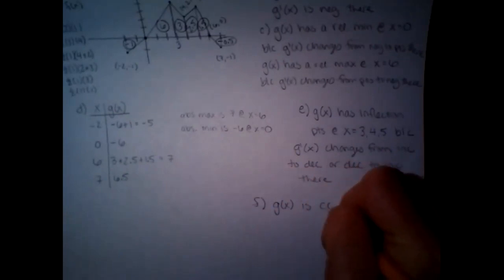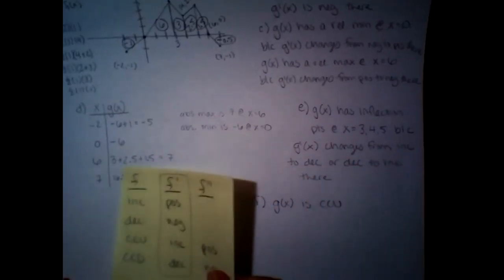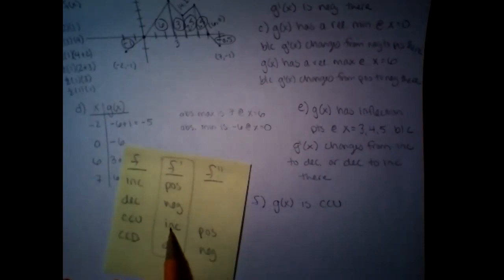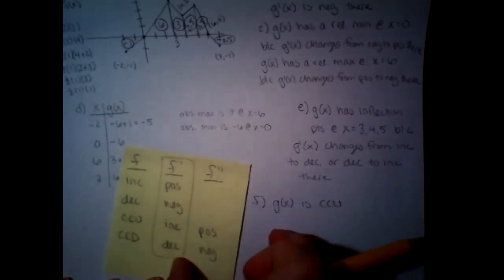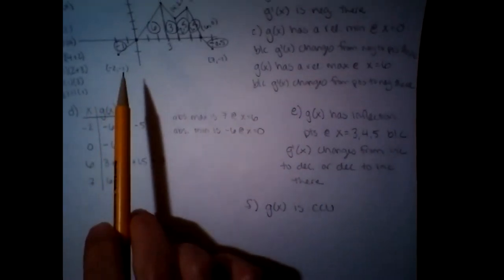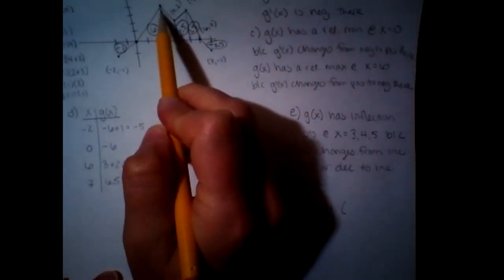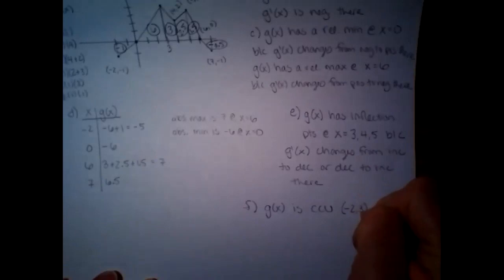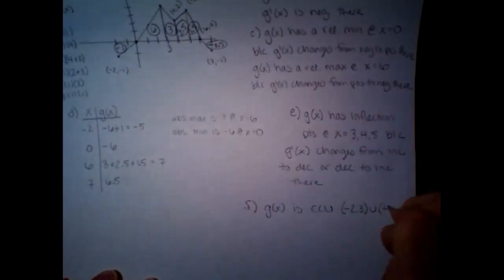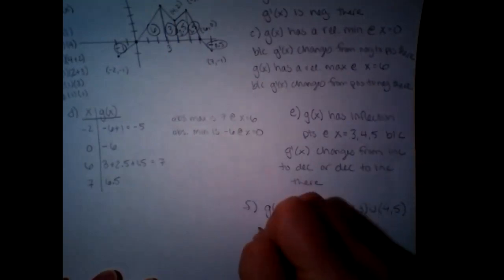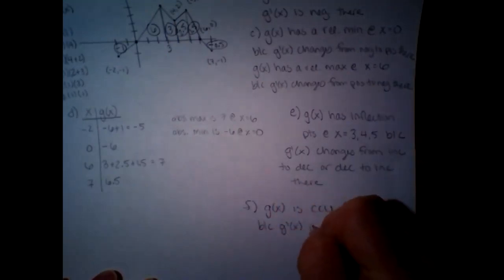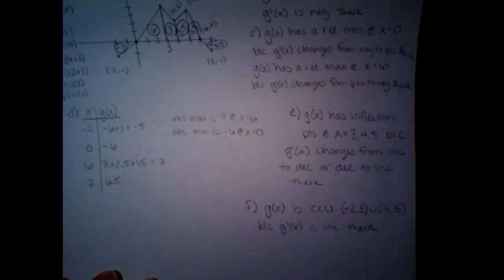And then concavity. So g of x is concave up. And again, I'm going to pull out my sticky note here. Concave up is where our derivative graph is increasing. So wherever this graph that we're looking at is increasing, that's where g is going to be concave up. So we are increasing from -2 to 3. And then also this section here from 4 to 5. So g of x is concave up on -2 to 3, union 4 to 5, because g prime is increasing there.